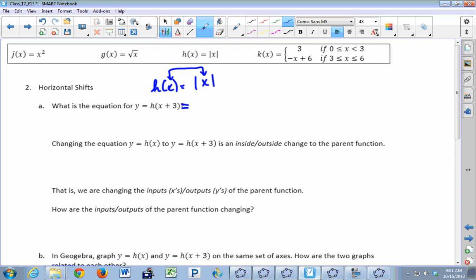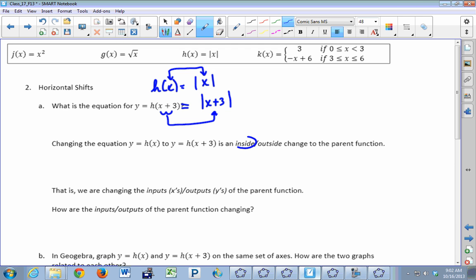Not what happens to the graph, just what will the equation look like? Yeah, right. I'm taking the absolute value of x plus 3, okay? Because this is my input. Whatever's inside here goes into my function. So my input is x plus 3, and now I perform the absolute value. So changing the equation of h of x to h of x plus 3 is an inside change.